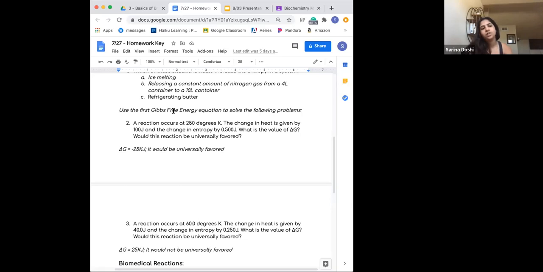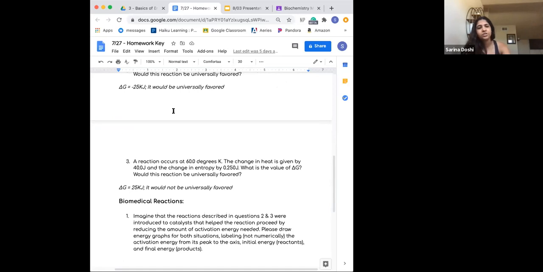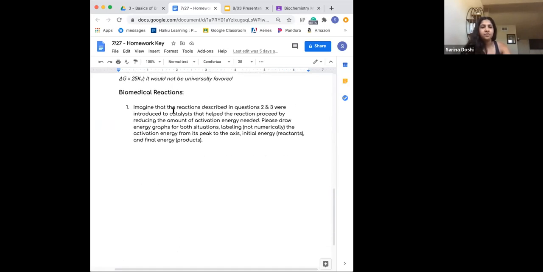But yeah, so the answer for number 2 is negative 25 kilojoules. And the answer for number 3 is 25 kilojoules. That was just kind of basic arithmetic using the equation. And then I don't have graphs for you guys, but I figured I can annotate them so we could look over them together.